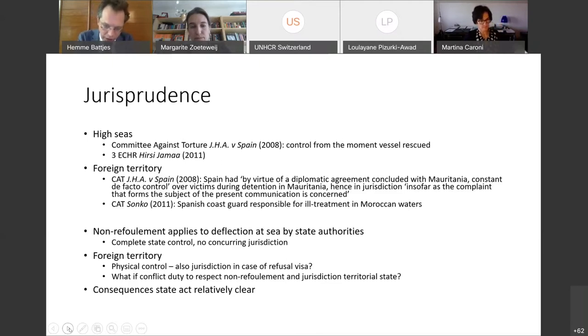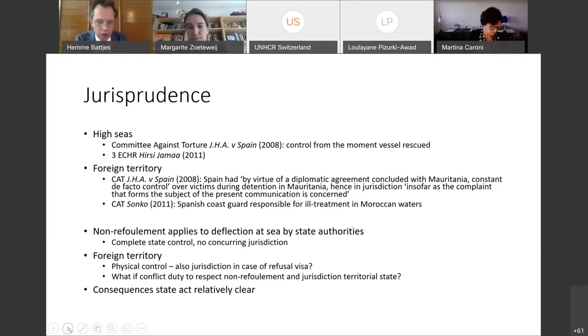On foreign territory, the issue is, I think, more intricate. For one thing, in these cases, Spain, or Italy in the case of Hirsi Jamaa, had complete physical control over the migrants. And again, one could ask whether the same approach would be adopted if the control was less complete. So what in case of a refusal of a visa, would it also be jurisdiction for the purposes of the Convention Against Torture?